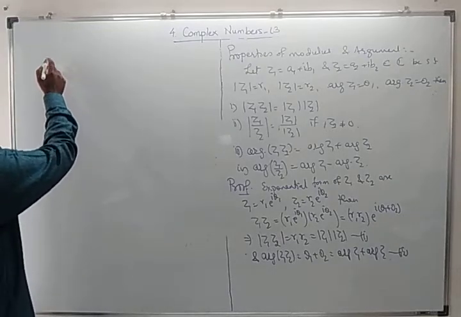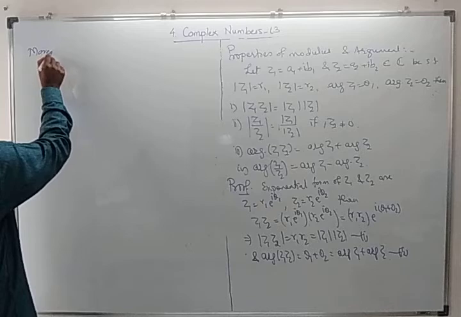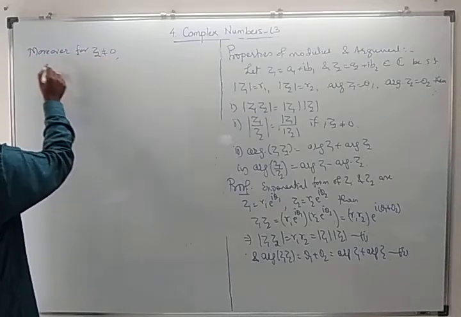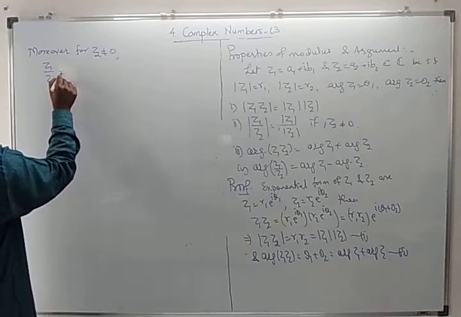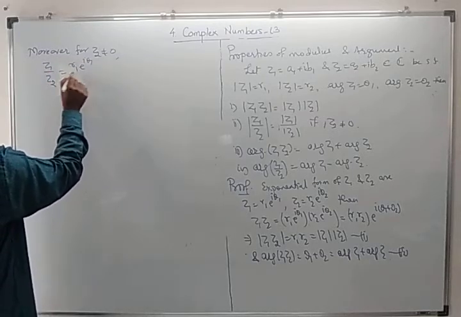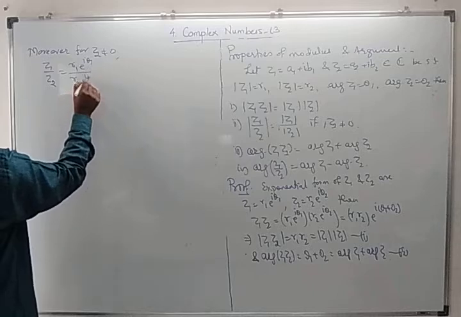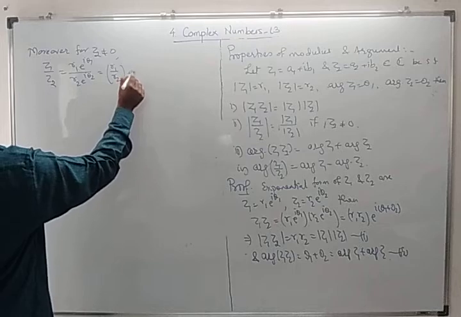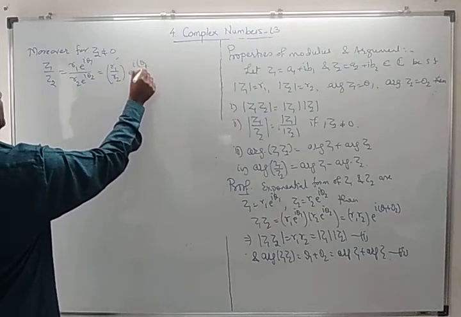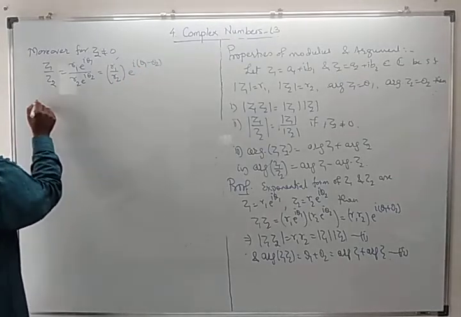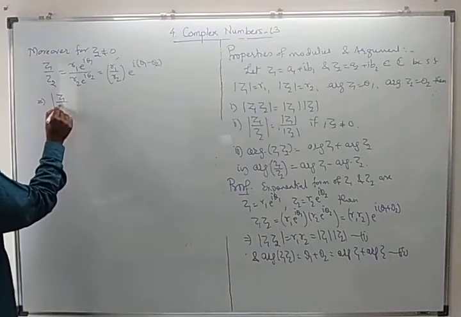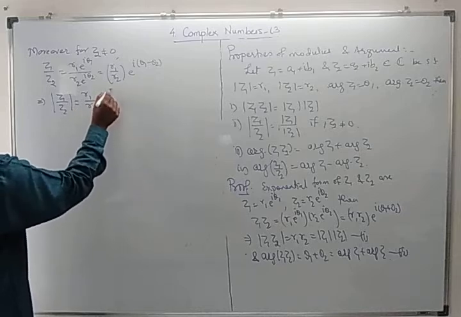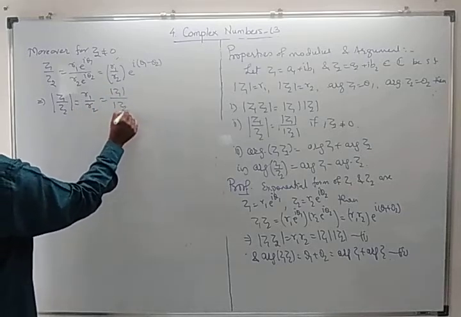Third, moreover, for Z1, Z2 not equal to 0, Z1 upon Z2 is equal to R1 e raised to I theta 1 upon R2 into e raised to I theta 2. This is nothing but R1 upon R2 into e raised to I times (theta 1 minus theta 2), which implies mod of Z1 upon Z2 is equal to R1 upon R2, which is equal to mod Z1 by mod Z2.